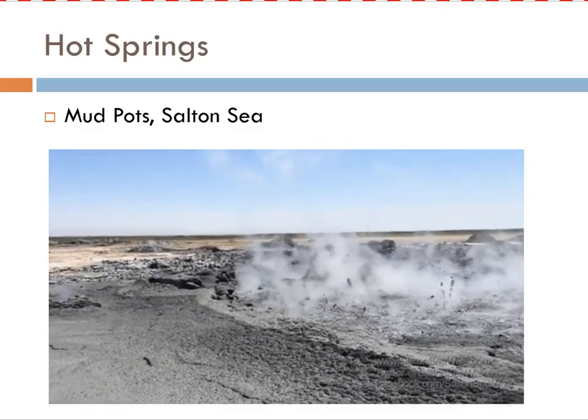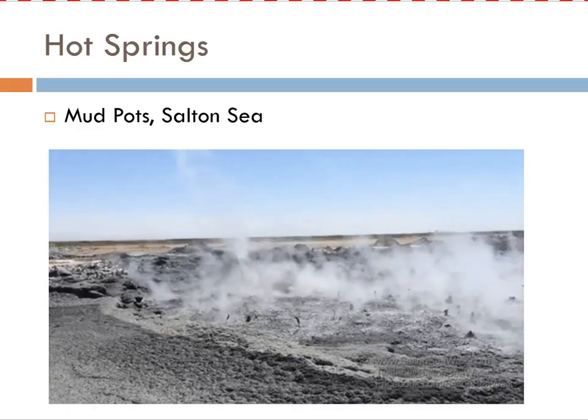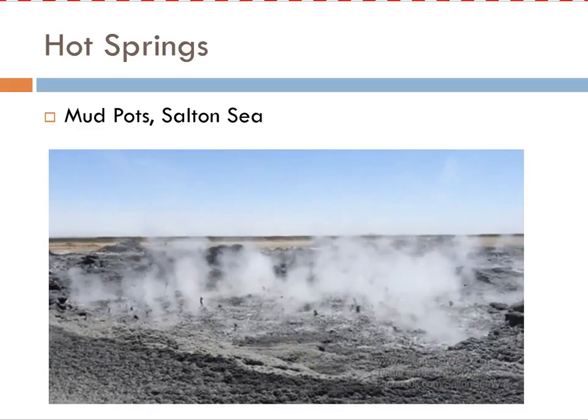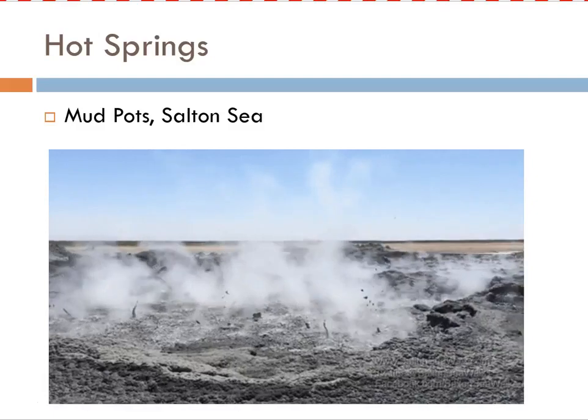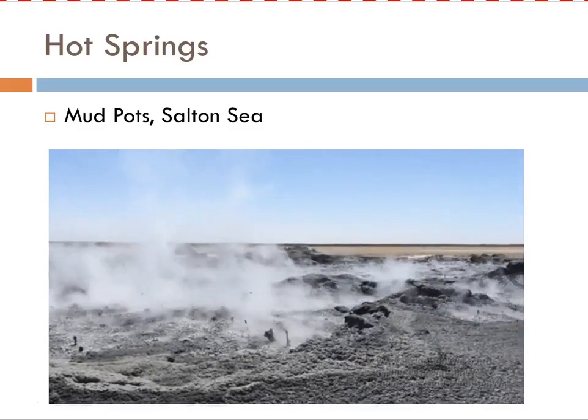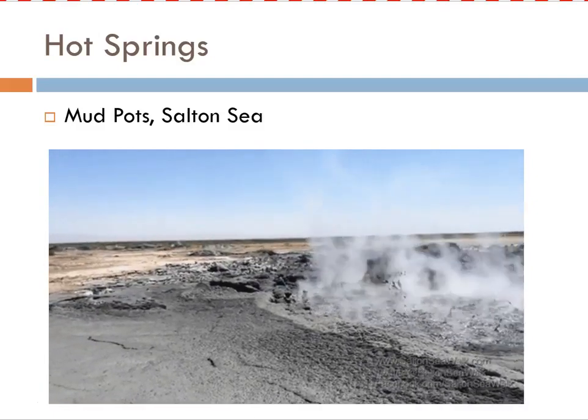Even in Yellowstone, the thermal springs they have are sometimes hot enough that they can boil your flesh off, which is pretty gnarly. Plus, they're super acidic.